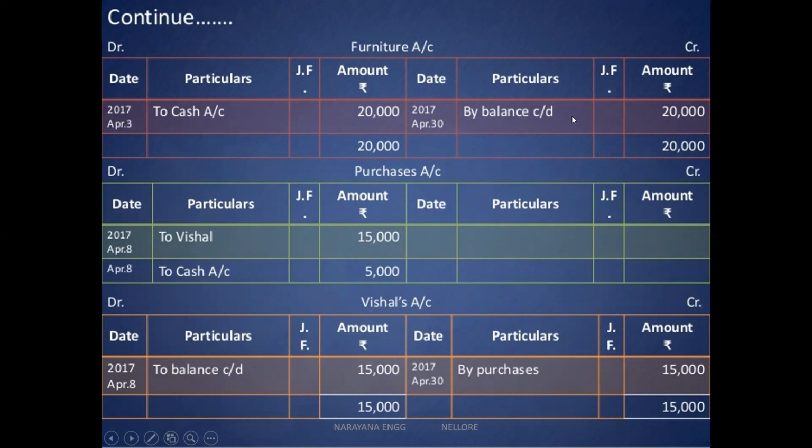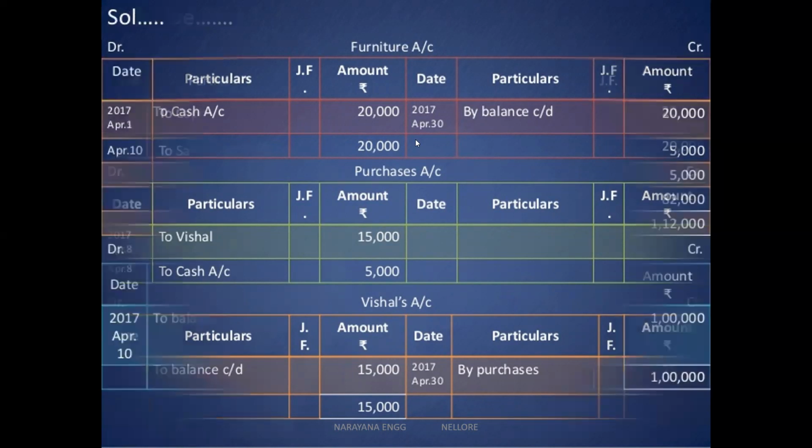It appears only once, no? So you can take the total amount 20,000 and 20,000. Here the balance carried down is 20,000 rupees. By balance carried down is 20,000 rupees. So on the debit side you write 'to', and on the credit side you write 'by'. So that is one more account.